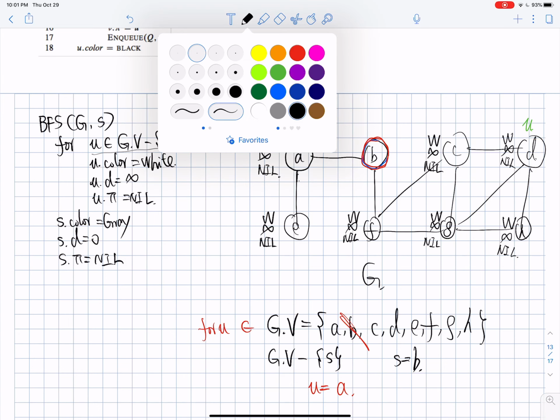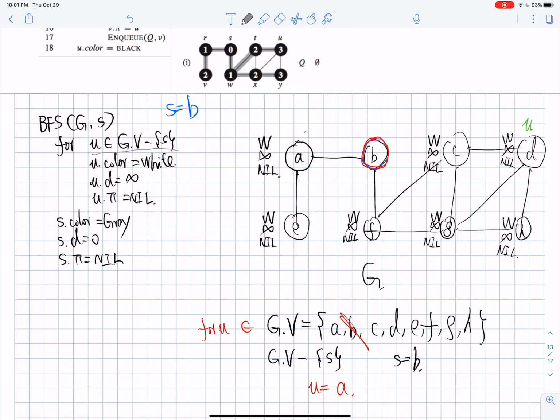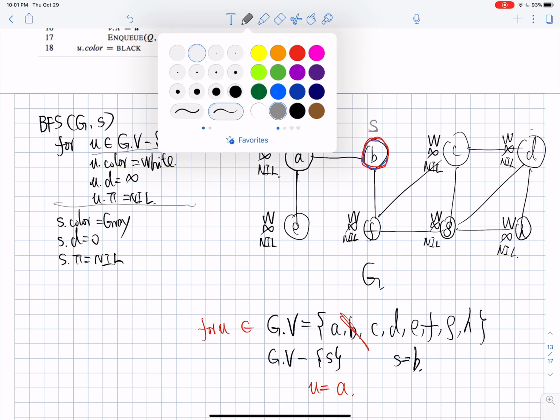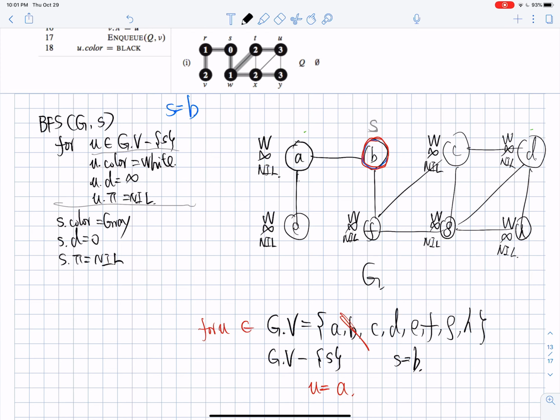We're done here. Then we set s dot color as gray. Remember, this is s, our source node. So we associate it with a gray color, and with a distance that is 0, and its parent is nil.